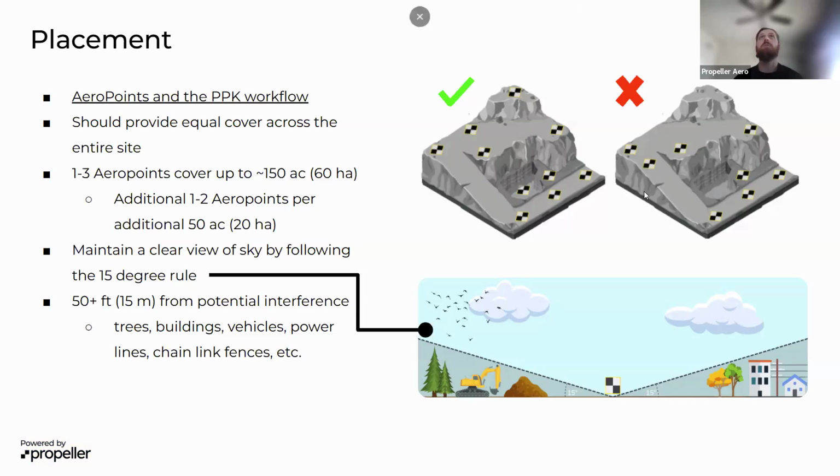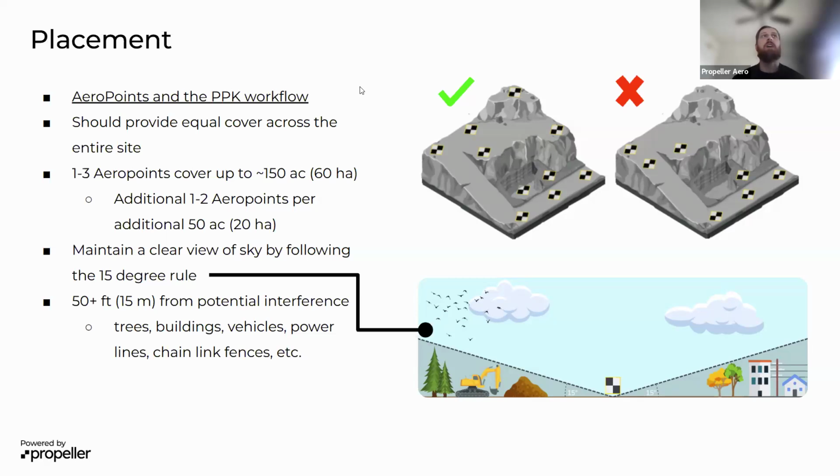This little 3D model here demonstrates that perfectly. We want to make sure we're hitting the highs, the mids, and the lows. We want them to be on relatively flat surfaces, try to keep them off steep angles of more than 20 degrees. And then we've got some coverage considerations here.